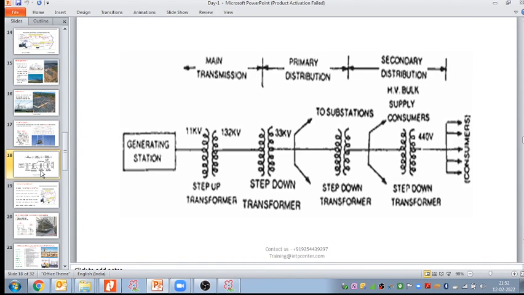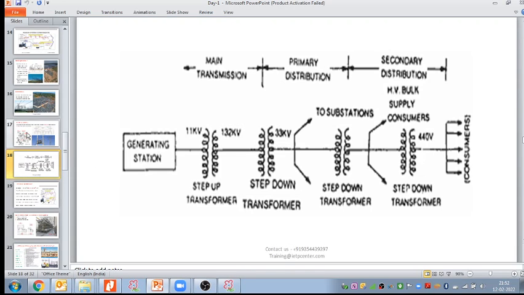During college time we study this kind of single line diagram. Here we have generating stations generating 11 kilovolt, then a step up transformer, then step up to 132 kilovolt. Then we take this 132 kilovolt and step down to 33 kilovolt, and then again a step down transformer takes this 33 kilovolt and steps down to 11 kilovolt. They take 11 kilovolt and step down to 440 volt. Then this is the end consumers. So this is what we study during college time.